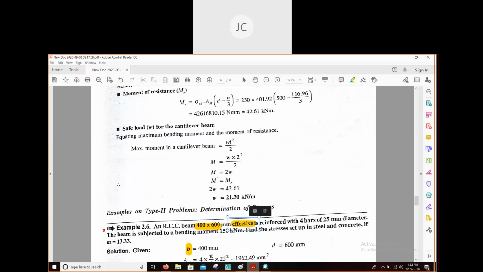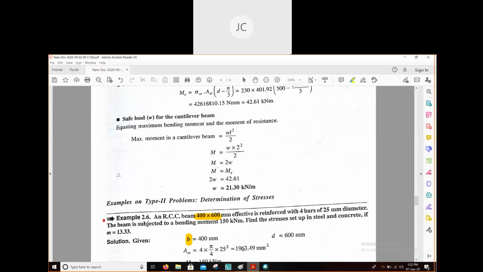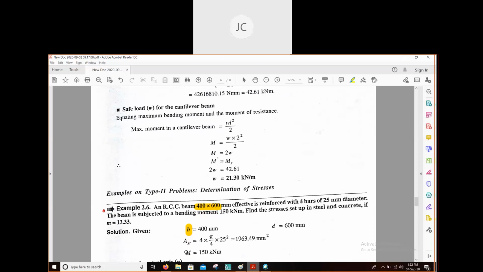Okay. So now we are using 4 bars of 25 mm diameter, so we can find out the value of AST also. This is our AST, 4 into pi by 4 d square formula. Next, our moment is given. One external moment is acting on the beam, which is 150 kilonewton meter. So we need to find out the stress in steel and concrete.